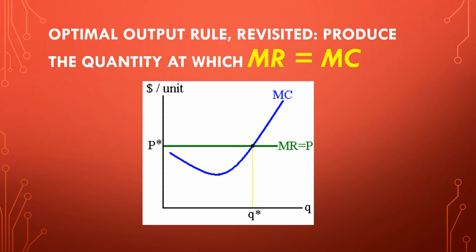One more time, the optimal output rule is to produce the quantity at which marginal revenue is equal to marginal cost. That will get us where we need to be. That is the proper quantity to produce if the goal of the firm is to maximize profit.